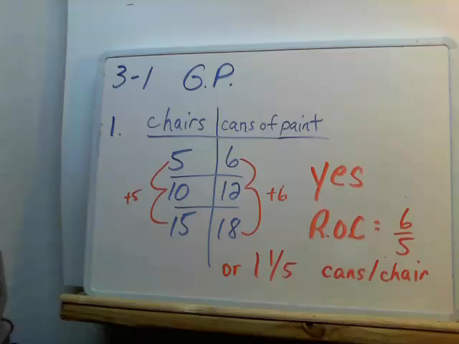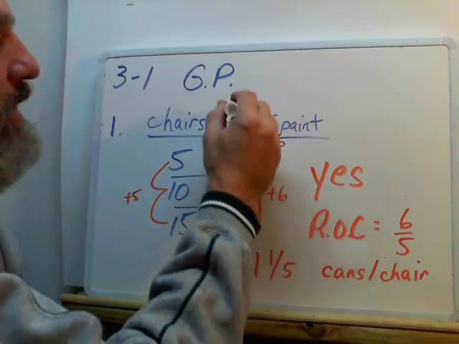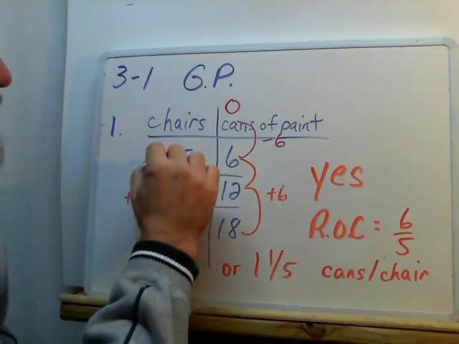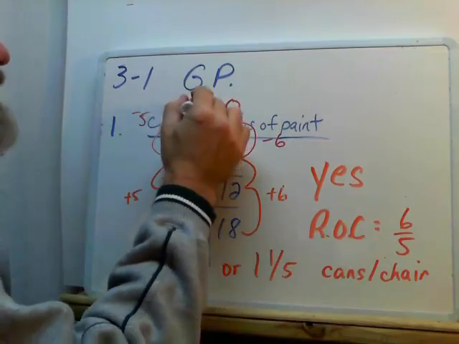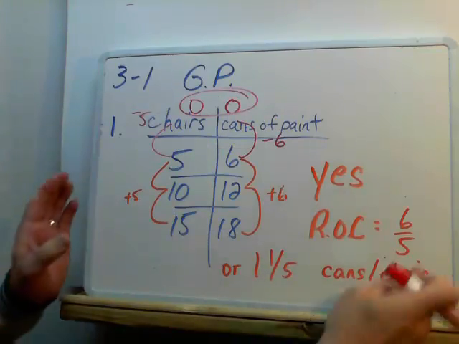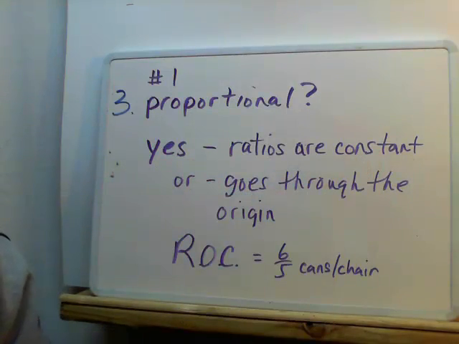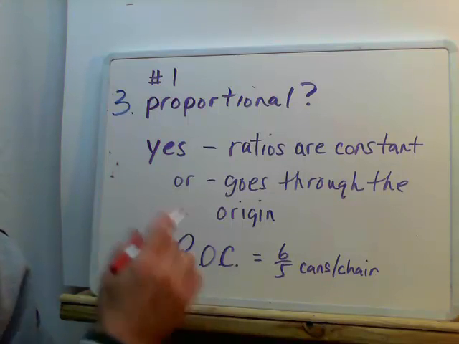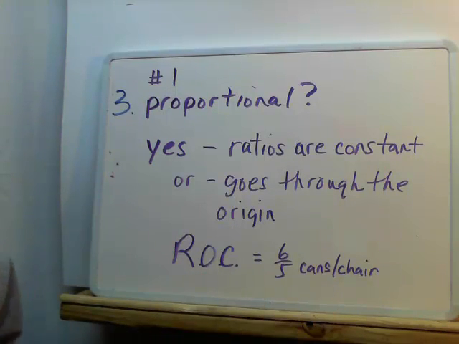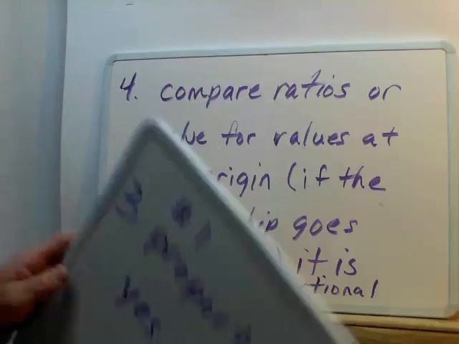Or another way we could do it is go like this and say that we're going backwards, so it's -6, we would have 0 here, and we're going backwards, so it would be subtracting 5 here, and we would get 0. So indeed we would go through the origin, and going through the origin shows that a relationship is proportional. So either way, you could look at the ratios and show that the ratio is 6 over 5 in any case, or you could look at the origin. And of course our rate of change again was 6/5 of a can per chair.